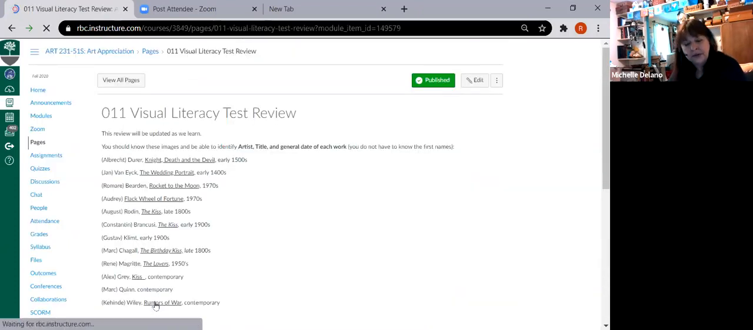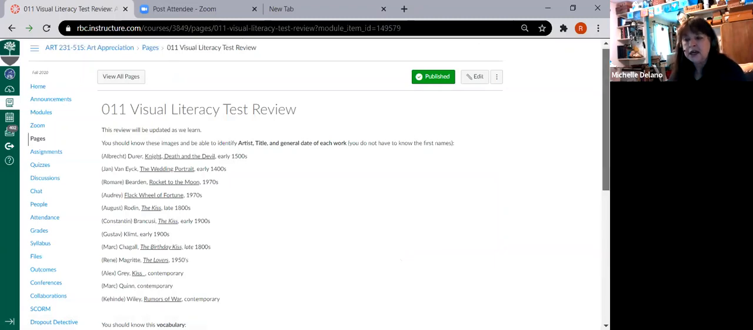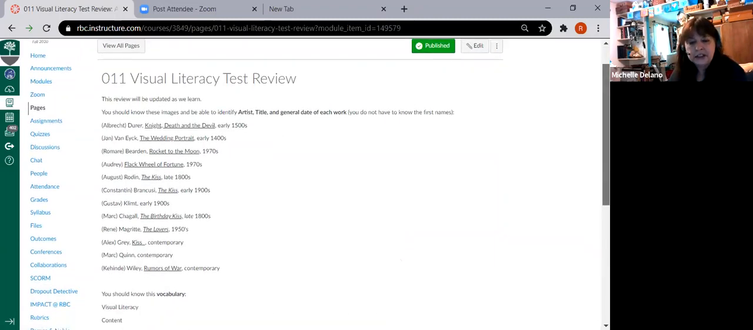I update this throughout the semester, but you'll notice that these kisses that I just talked about are on this test review. Now, these people are so famous that you should know their names. And so for the test, you need to know the artist, title, approximate date, which I've given you, and be able to say something intelligent, say something that shows that you've got visual literacy for them.